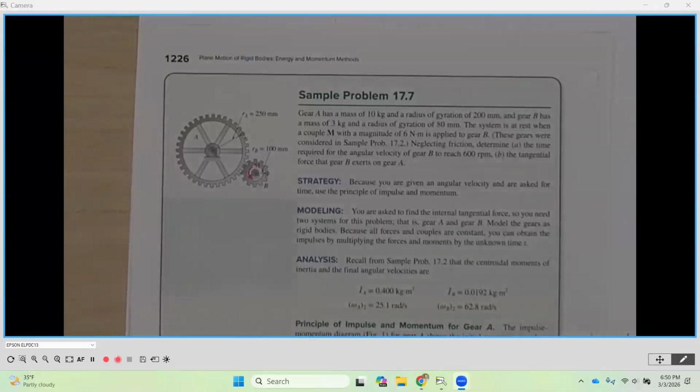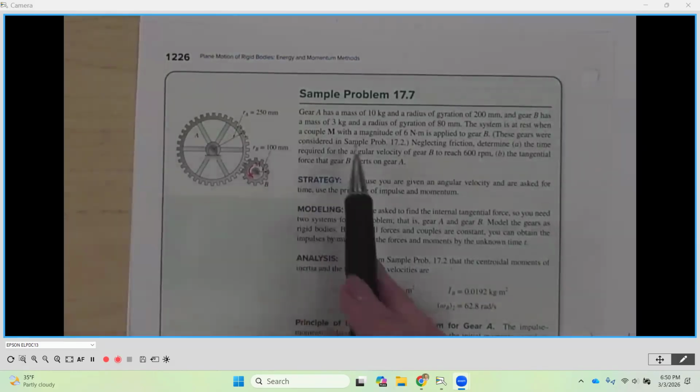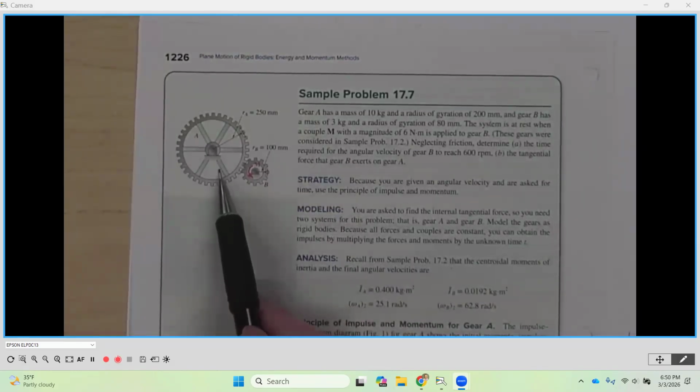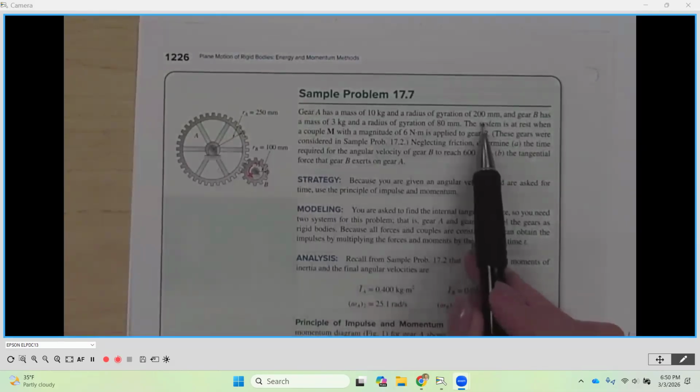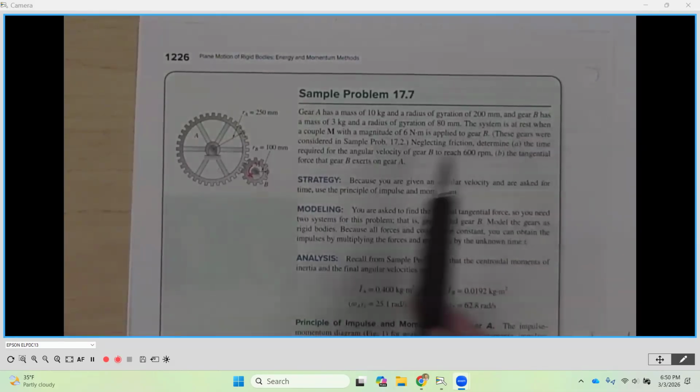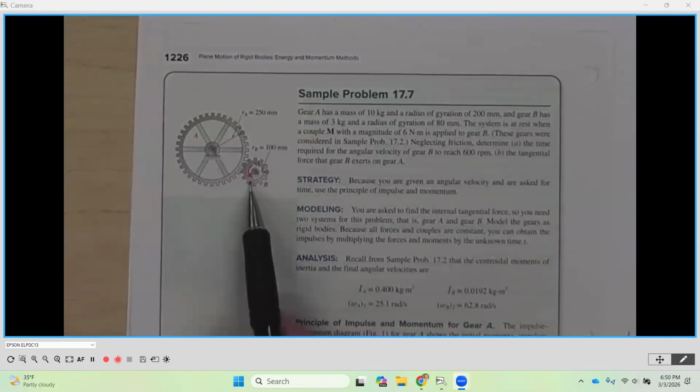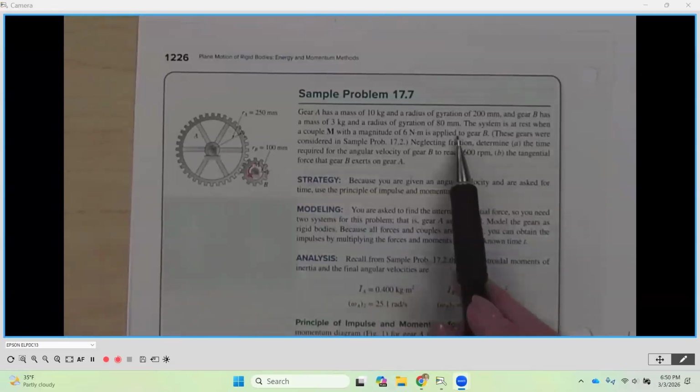Okay, we are going to be looking at sample problem 17.7 to apply the information at the end of chapter 17 here, looking at rotational momentum and impulse. Okay, so you'll notice here that we have two gears that are in engagement, and it says gear A has a mass of 10 kilograms and a radius of gyration of 200 millimeters, and gear B has a mass of 3 kilograms and a radius of gyration of 80 millimeters.